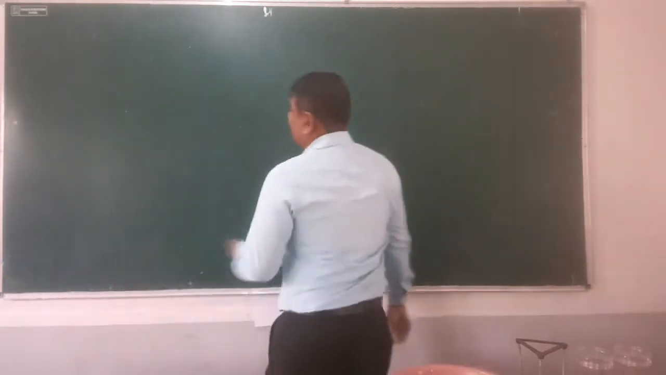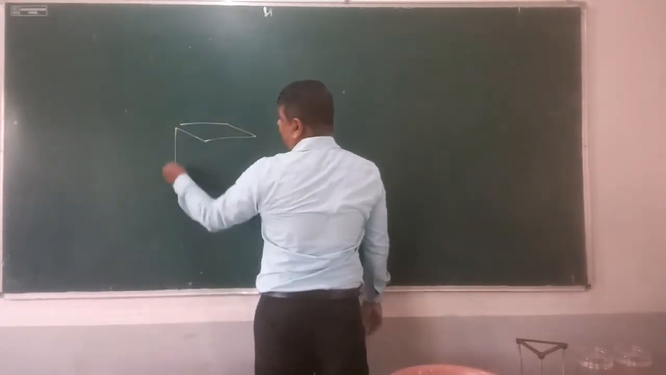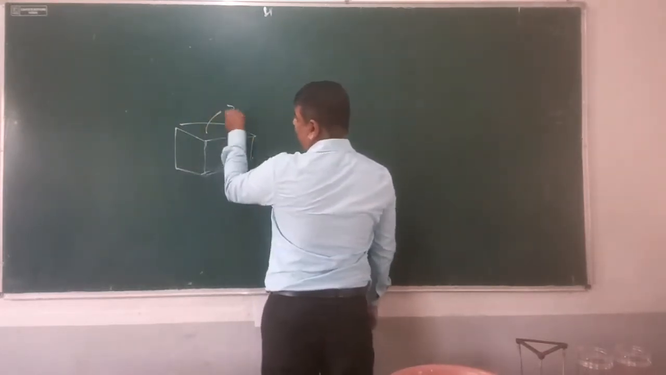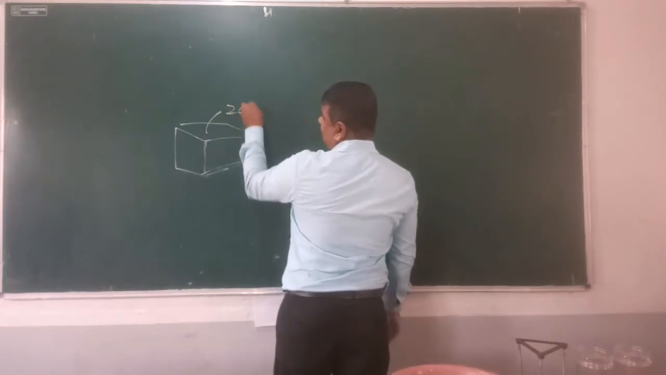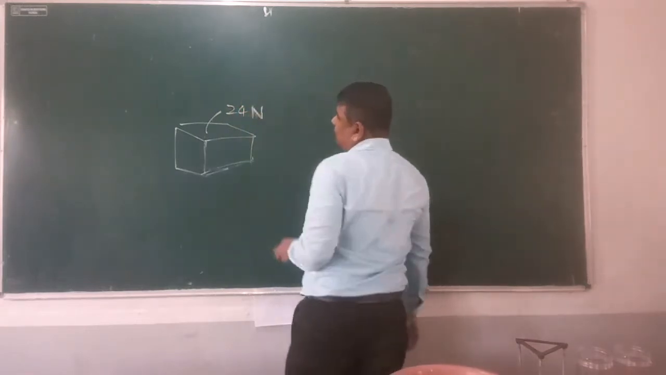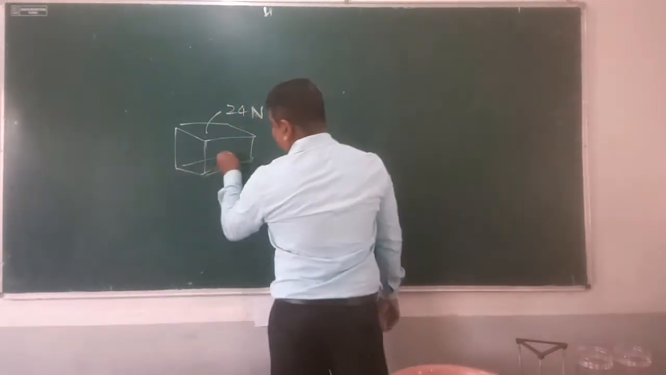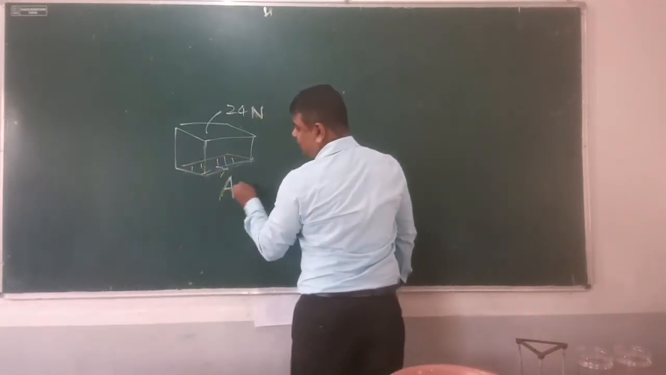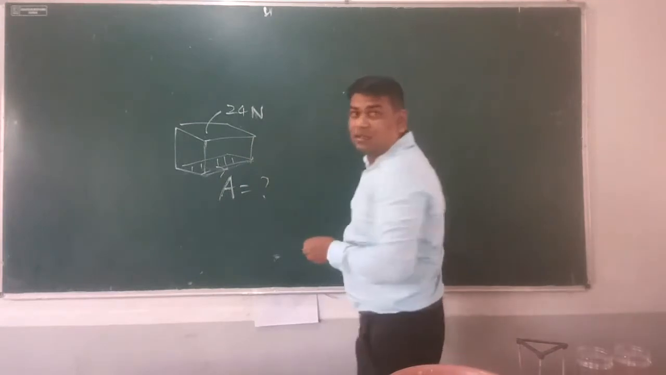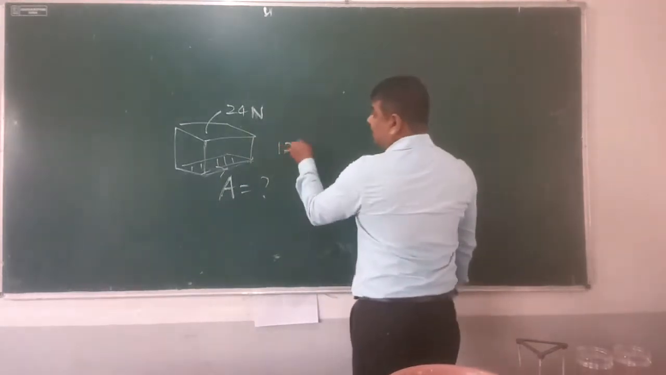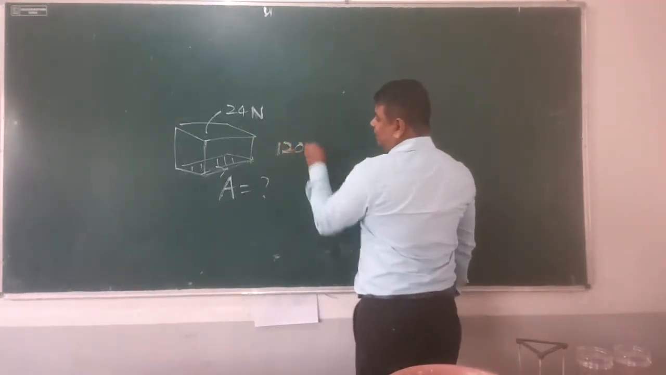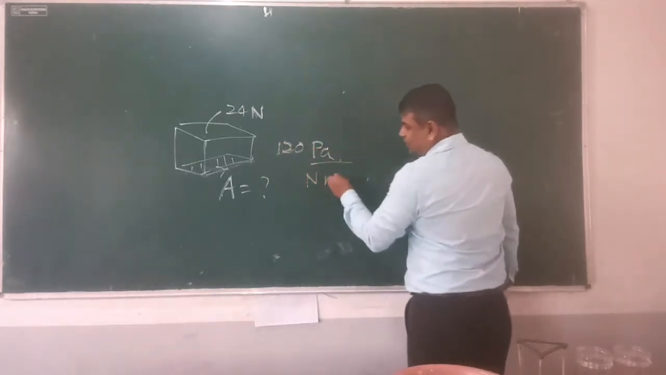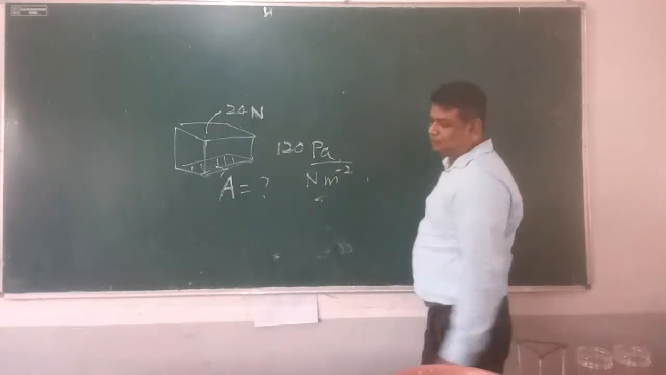Right. This time there is a cube and its force is given to us as 24 newtons. Also the surface area is not given. Area is not given here. But the pressure is given as 120 pascals. Also it could be newtons per square meter. Right.